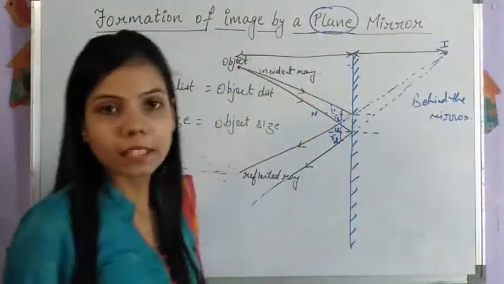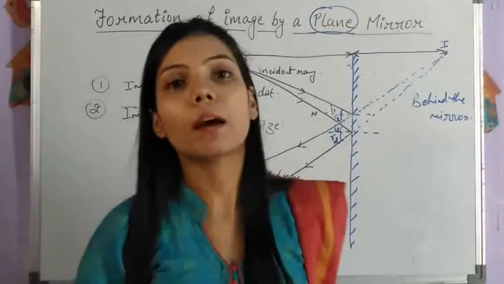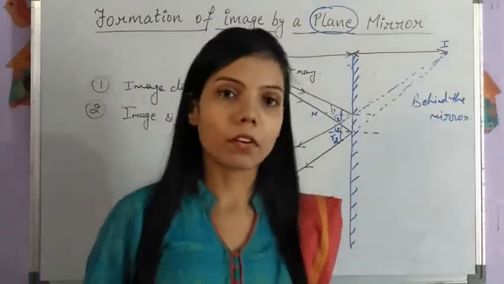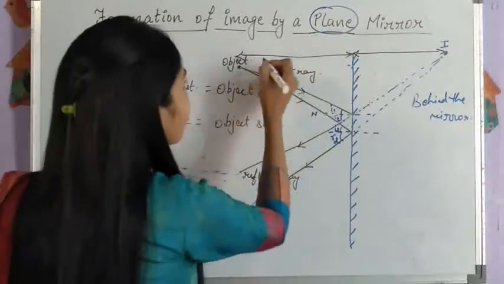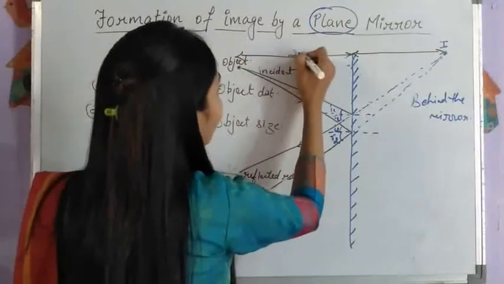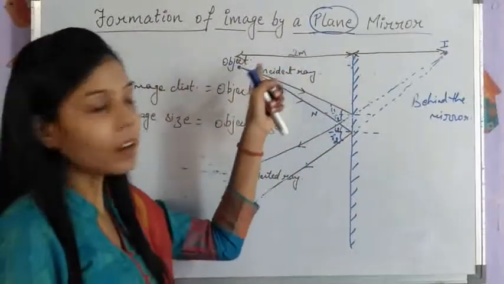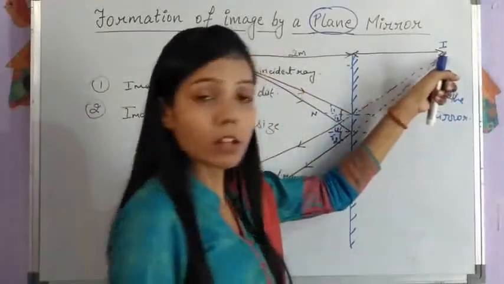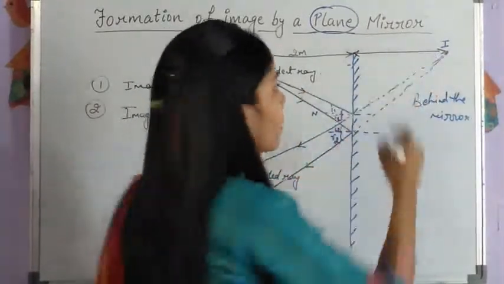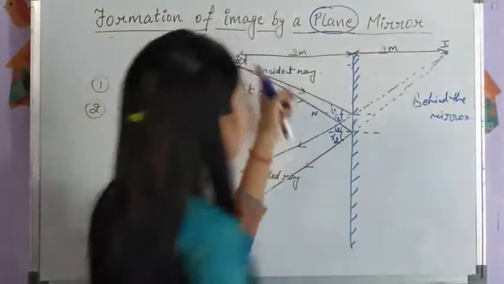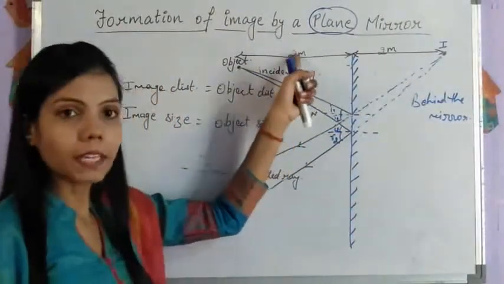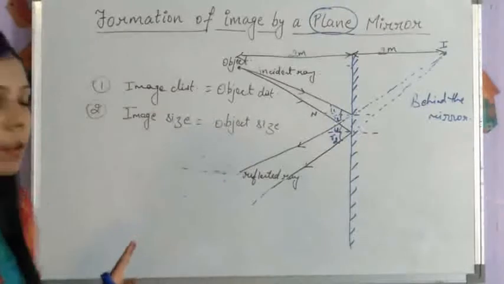So whatever will be the size of the object, the same size will appear on the surface of the mirror also. And if the object is located at 2 meters in front of the mirror, then the image will also be at 2 meters behind the mirror. So this image distance will be equal to object distance. So these are the qualities of image.